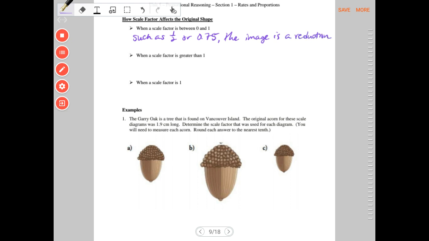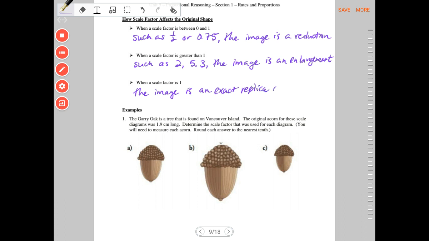Okay? If the scale factor is greater than 1, so such as 2 or 5.3, okay, those are both greater than 1, the image is an enlargement. I bet you can guess what the next one is. When the scale factor is 1, the image is an exact replica of the original.